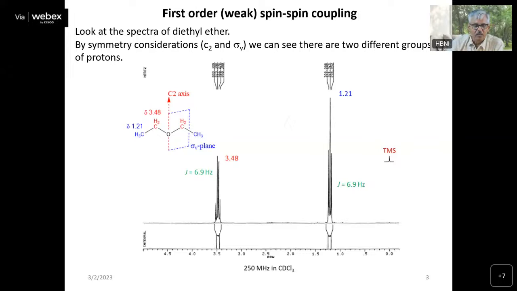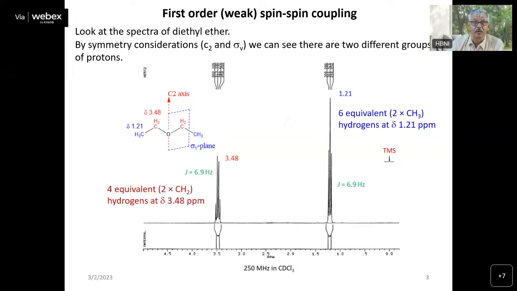Now you see that there are 3 lines. I will call this a triplet. I will come to this nomenclature later on. So there are 6 equivalent hydrogens coming from the 2 methyl groups, and the chemical shift value is 1.21 ppm. Similarly, the 4 lines coming at 3.48 are equivalent to 4 equivalent hydrogens, due to the 2 CH2 groups. The spacing between these lines is 6.9 hertz. We'll come to this a little bit later.